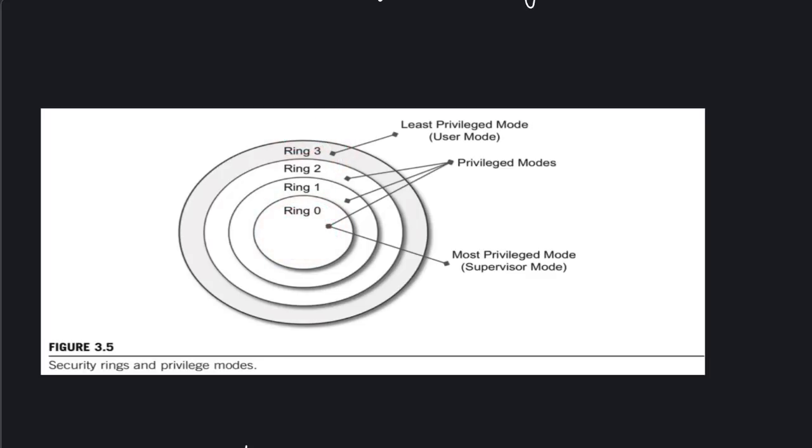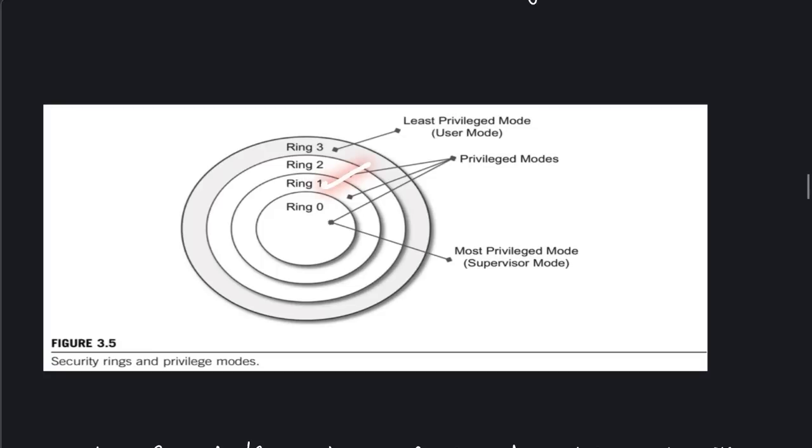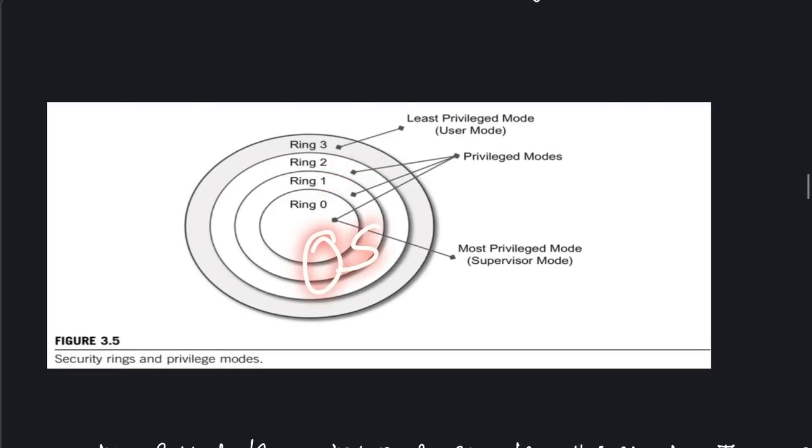Next we have ring 2. Ring 2 is slightly lesser than ring 1. This is a less privileged mode, slightly more restricted than ring 1. It is not commonly used in modern day applications, as most operating systems assign device drivers to ring 1 itself.